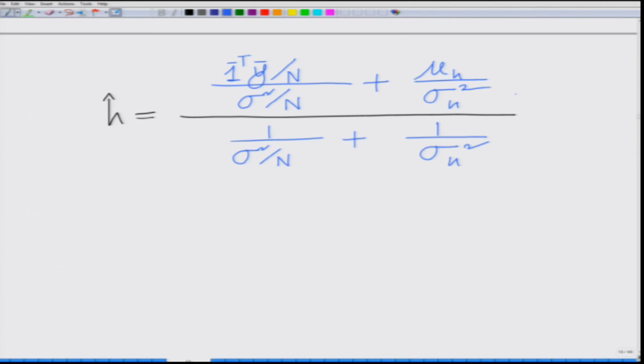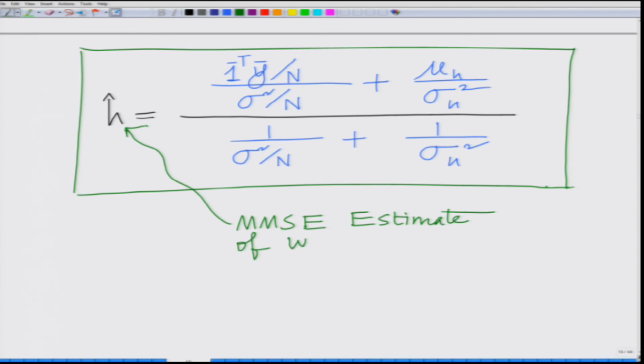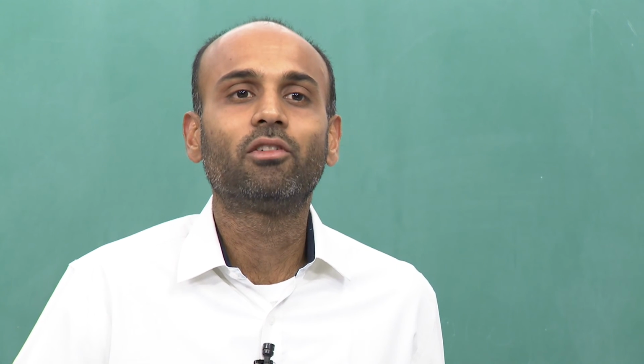Okay. So, it has a very beautiful interpretation, and one has to appreciate this beautiful interpretation of the MMSE estimate in the wireless sensor network. So, this is the MMSE estimate for the wireless sensor network, where the parameter H is being sensed by the wireless sensor network. All right. So, this is the simplified expression for the MMSE estimate.